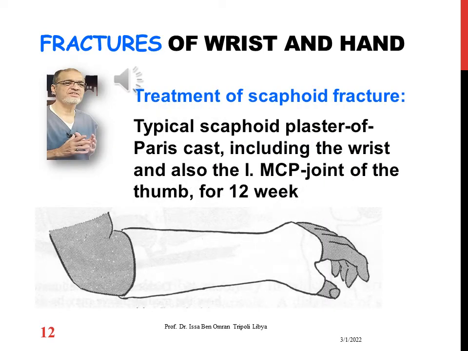In the treatment of scaphoid fracture, we should remember that the typical scaphoid plaster of Paris cast, the POP cast, should include the wrist joint and also the first metacarpal joint of the thumb. The thumb should be immobilized for at least 12 weeks, meaning 3 months.